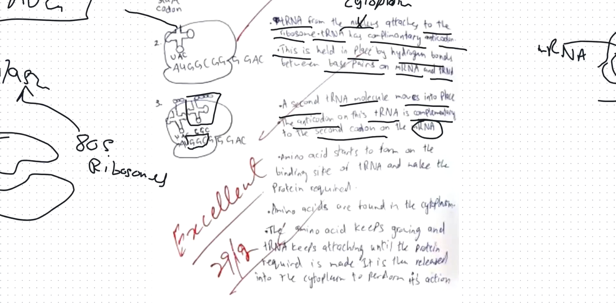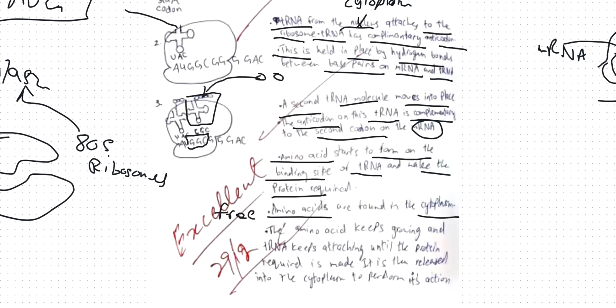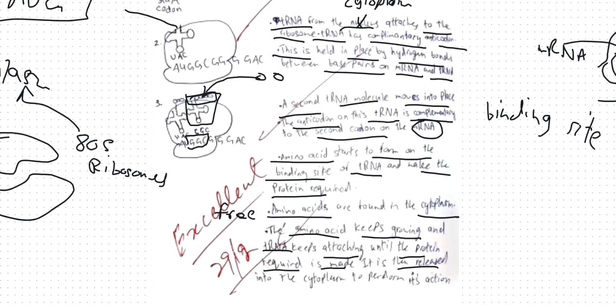mRNA, and amino acids start to form on the binding site of tRNA and make the protein required. And remember, the free amino acids are found in the cytoplasm. So the free amino acids in the cytoplasm come attached to the tRNA. The place where the amino acid attaches is called the binding site, and the tRNA will start to synthesize the amino acid sequence. So the amino acid chain keeps growing, and the tRNA keeps attaching until the protein required is synthesized. It is then released into the cytoplasm to perform its action.